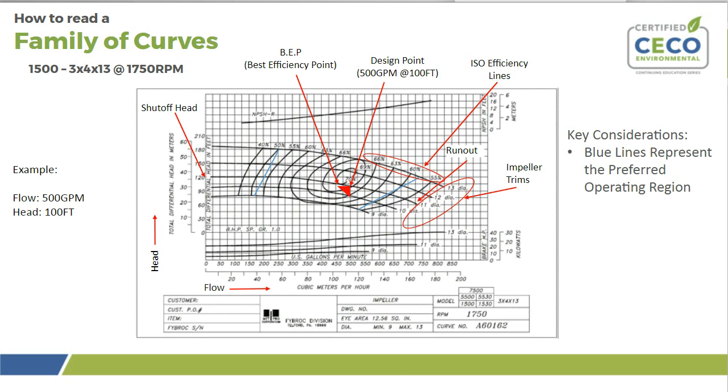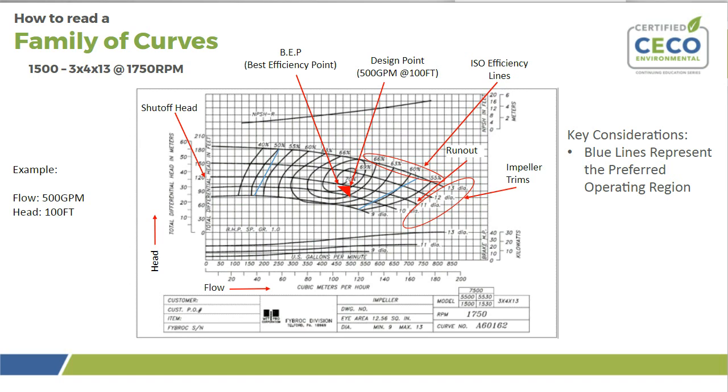Some other very useful terms from this chart: shutoff head refers to the head at zero flow. So if you have a discharge valve on your pump and you close that valve completely, you're not going to be moving any water, but the pump is basically going to be putting out the full pressure that it can. So that's referred to as shutoff head. And the other side of the curve is run out. Run out refers to the furthest point out on the curve, maximum flow. You basically do not want to be running there.